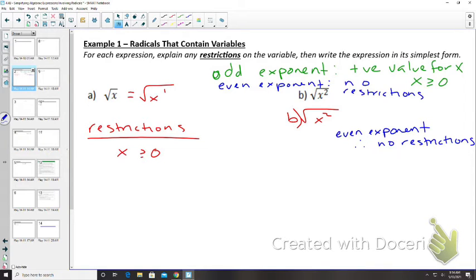Okay, so now we just need to go ahead and simplify this, okay? So x squared is going to be x times x. Now remember, if we have a pair when we're taking the square root of something, we can just take that number outside. So the square root of x times x is going to be x. Okay, so that is the square root of x squared simplified. Okay, and our restrictions, because it is an even exponent, we do not have any.